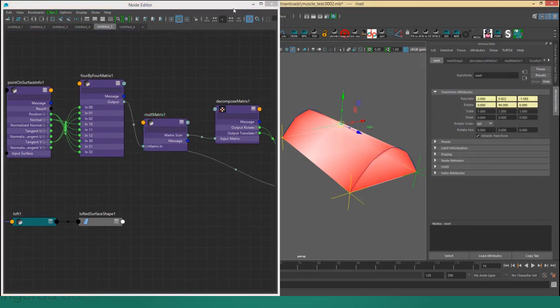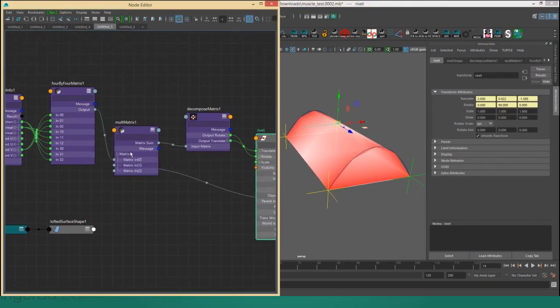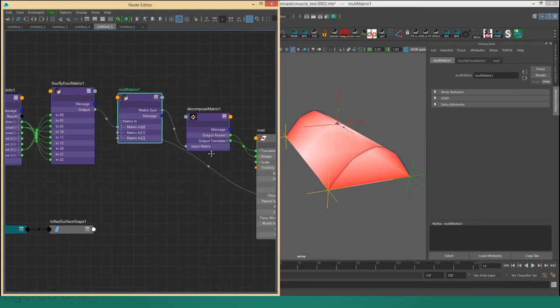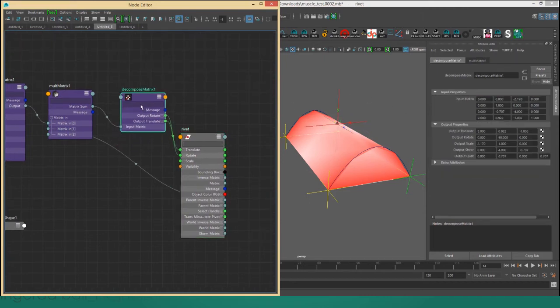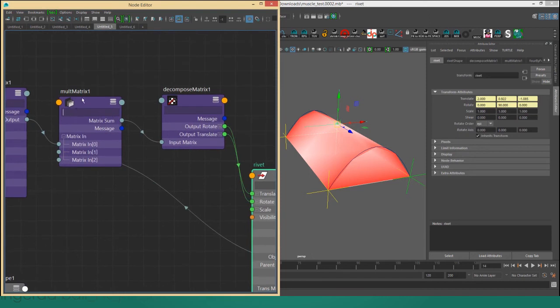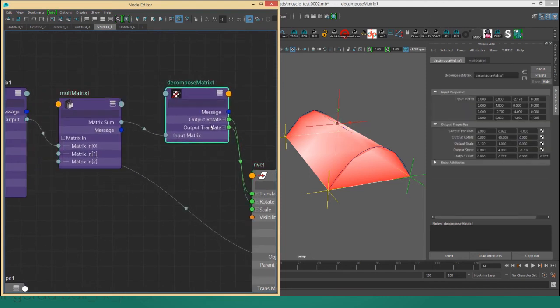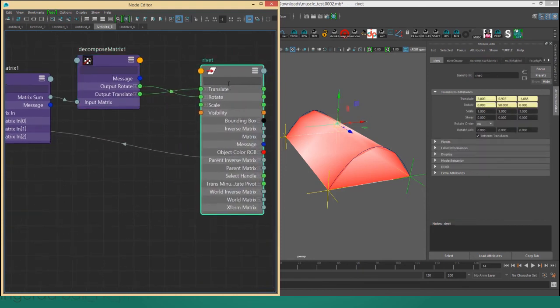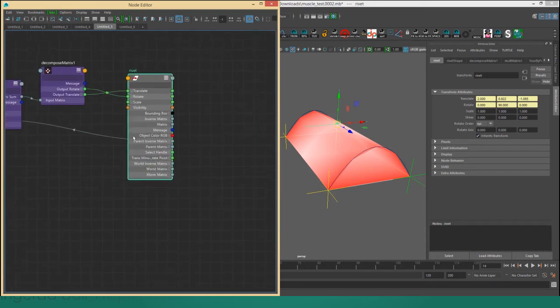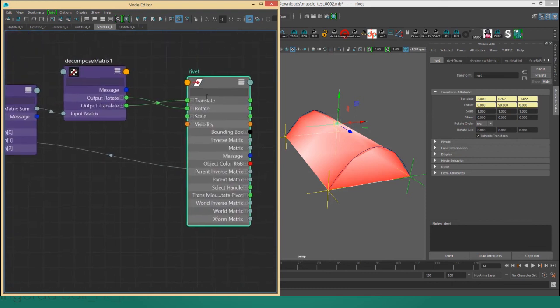In order to get this locator to work in any hierarchy, I then have to take the matrix out of this 4x4 matrix and multiply it by the parent inverse matrix of the locator, which I've named rivet. Then I take the matrix sum, so the product of those two matrices, put it into a decomposed matrix node in order to get an output rotate and output translate, and plug those in to the translate and rotate attributes of the rivet itself. This part might seem cyclical, but in fact the parent inverse matrix is not affected by the translate, rotate, and scale on this node itself. It is only affected by the transforms of the parent and the transforms that are higher than the parent in the hierarchy.